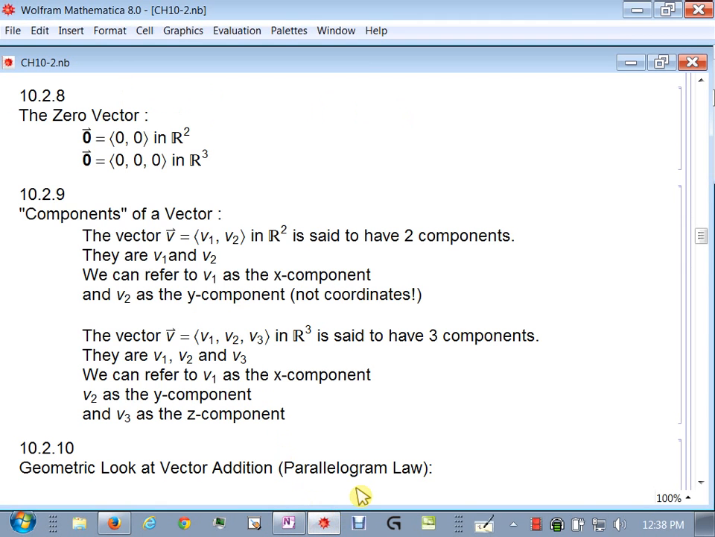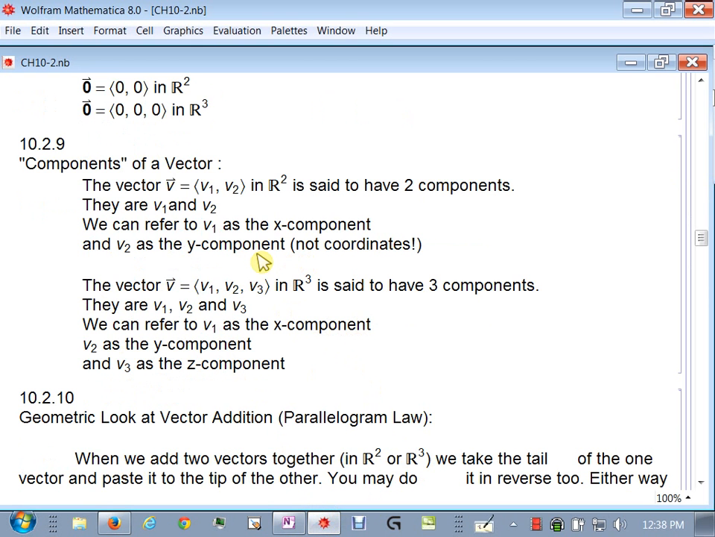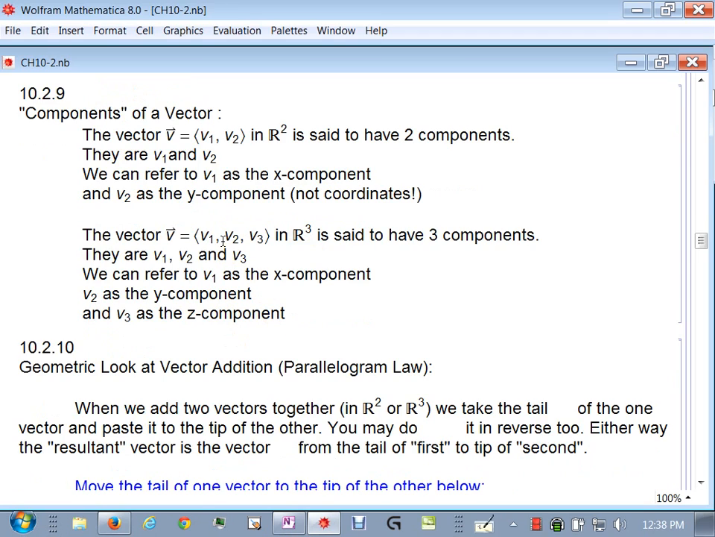Some subtle language. So we use components for vectors, not coordinates. In three-dimensional space, of course, you'll have an x component, a y component, and a z component. It's a displacement in the direction of that coordinate axis. So whatever the z is, the displacement is z up and down.